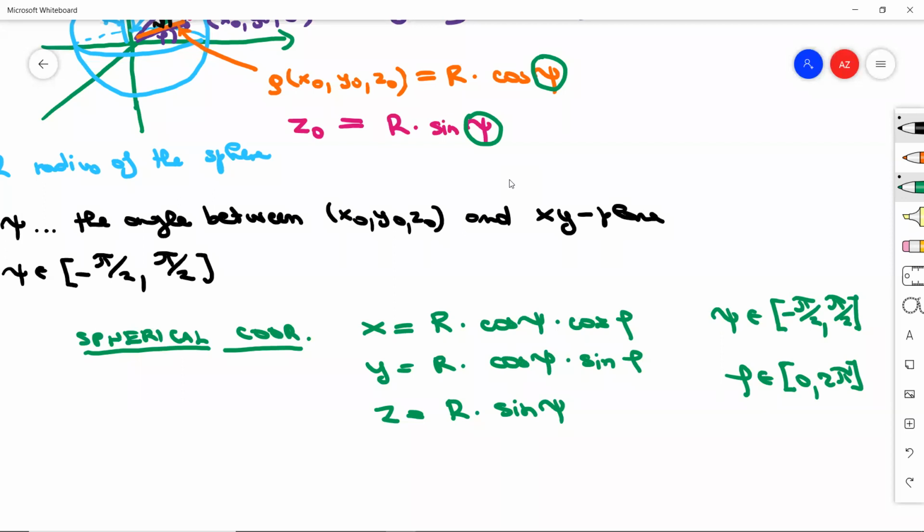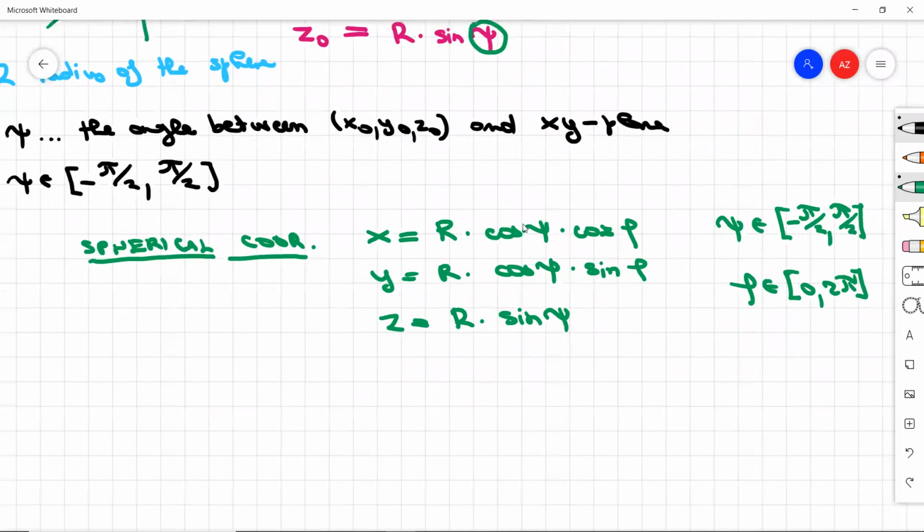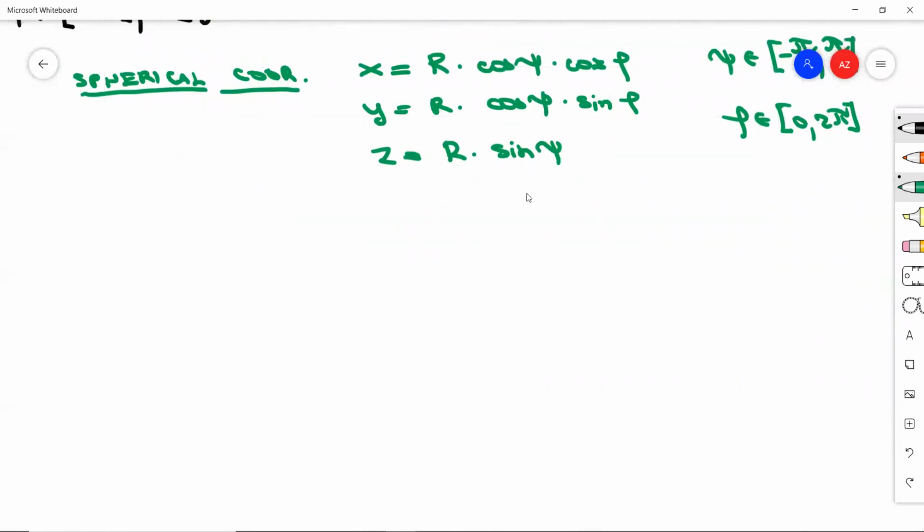Okay, and finally, we will be able to also give the equation of the torus. So, the equation of the torus.